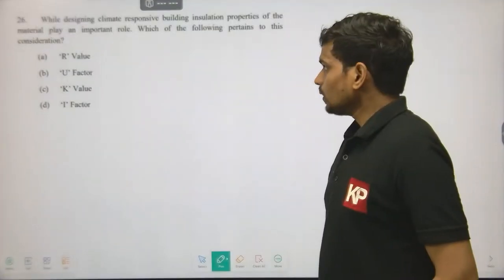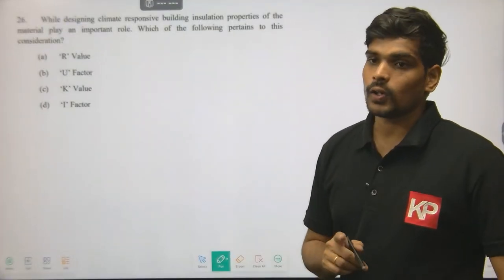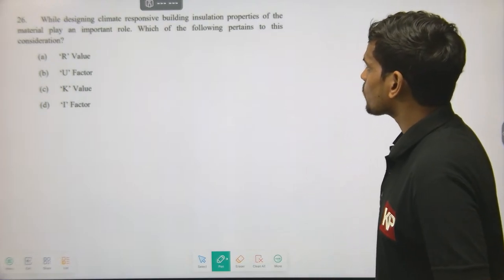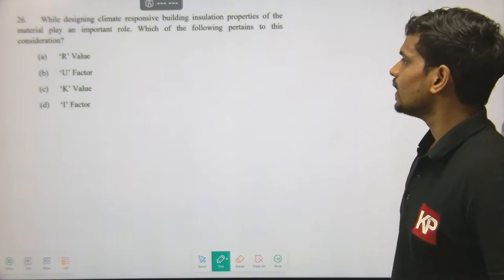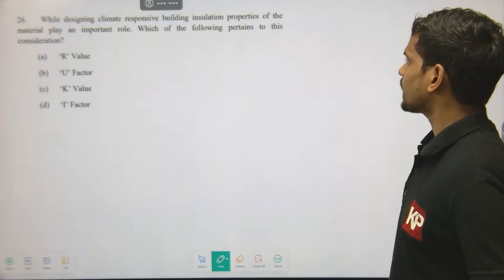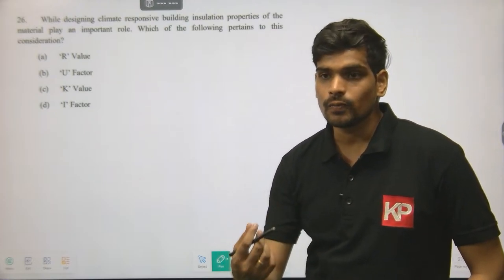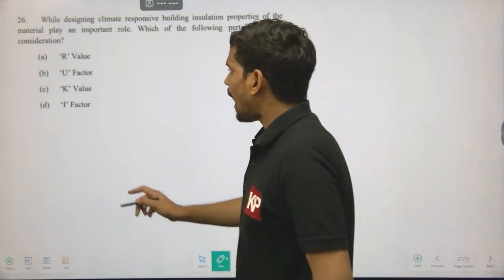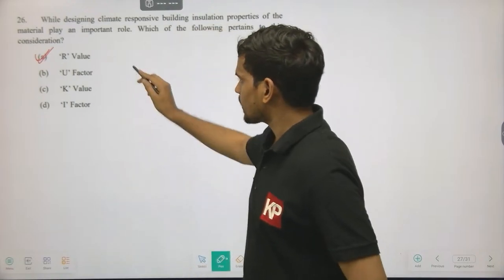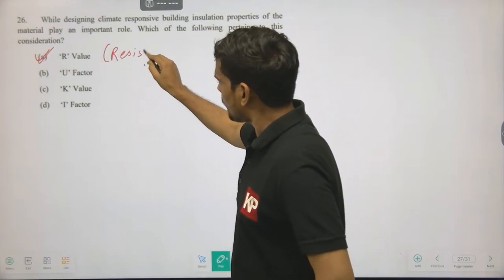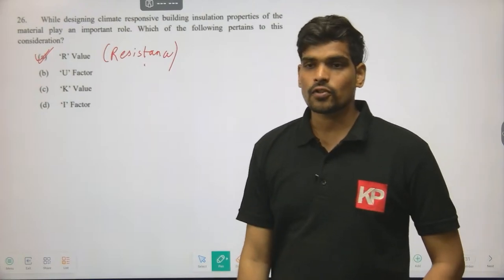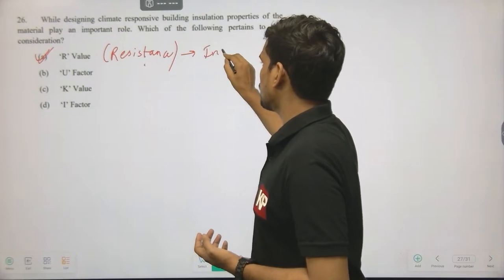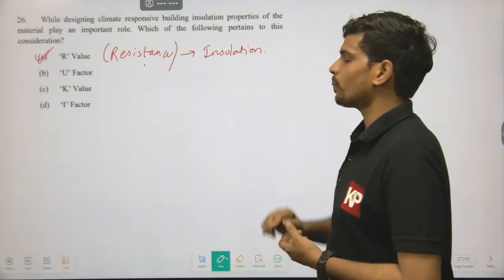Next one, while designing climate responsive, you see there are a lot of questions from climate responsive design also in this 2016 question paper. While designing climate responsive building, insulation properties of material play an important role. Which of the following pertains to this consideration? Which parameter, which factor, or which value has to do with insulation, they're asking. So R value is called as insulation value. R is generally called as resistance, thermal resistance. What is thermal resistance of a building material? It is the ability to resist heat, which is nothing but insulation also. So it measures the insulation properties of building materials.